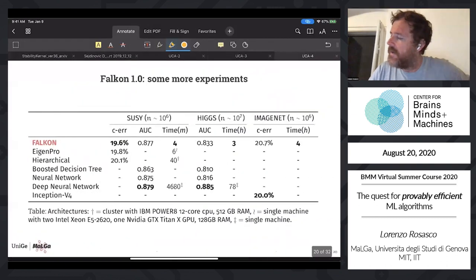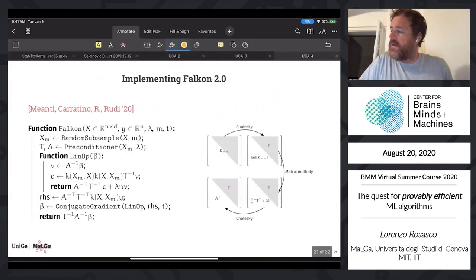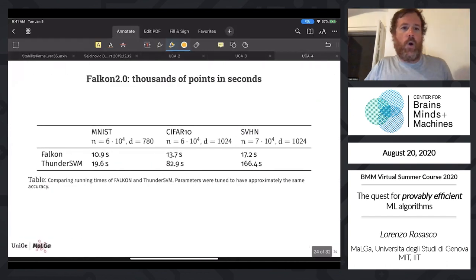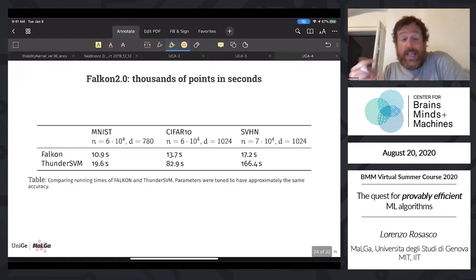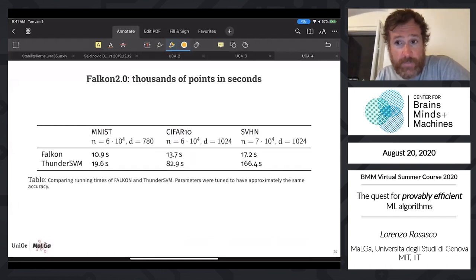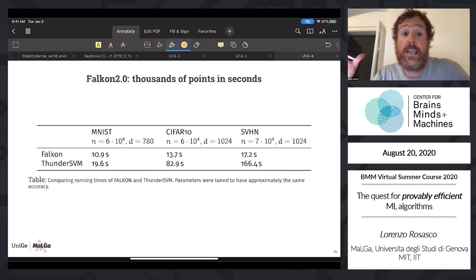So I'm a bit behind schedule, so let me just give you the results of the latest implementation we have, which is a GPU optimized implementation where we use a lot of tricks from scientific computing. They just give you a sense of how these things scale, okay?